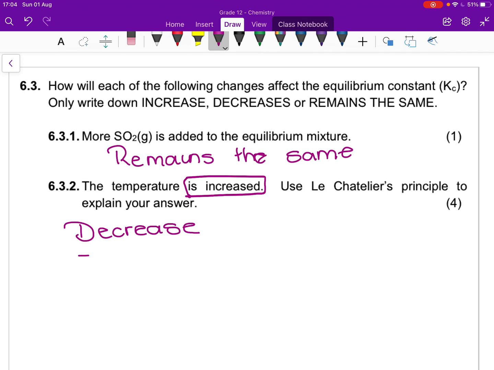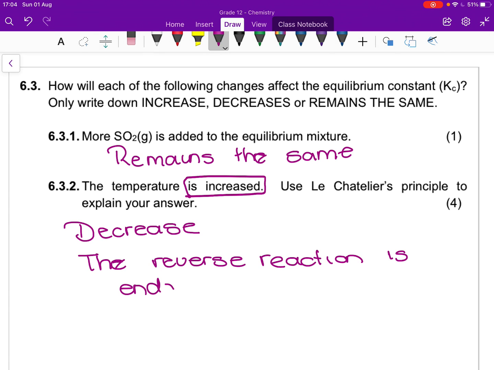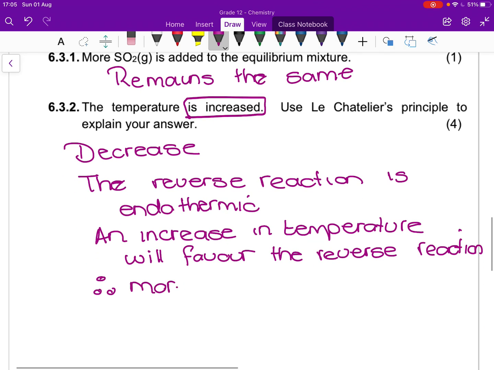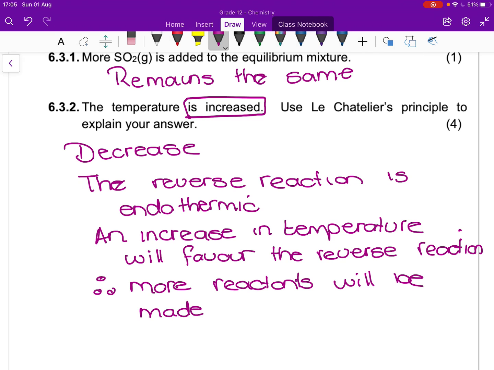Alright, this is why. The reverse reaction is endothermic. Let's put in all the detail we need. An increase in temperature will favor the reverse reaction. Therefore, more reactants will be made. Okay, not so bad.